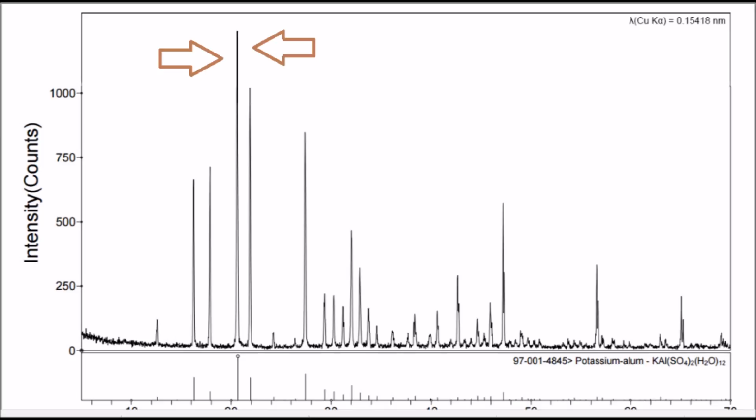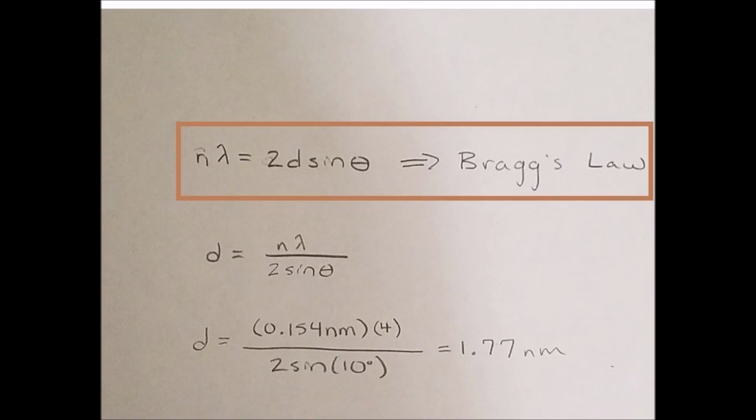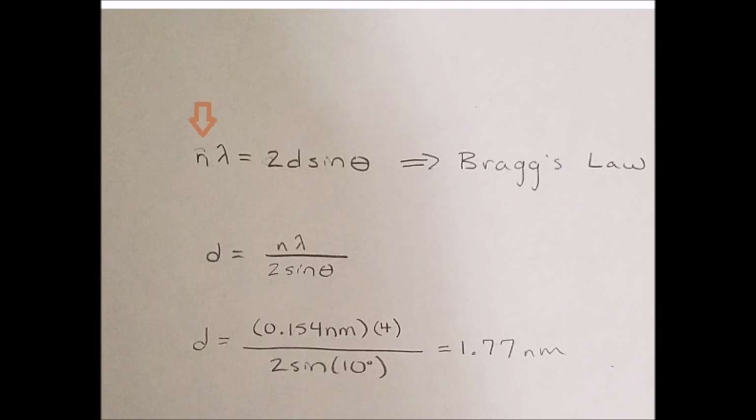One can find the D-spacing of the most intense peak on the given X-ray diffraction chart by using Bragg's law. This formula says that an order constant times the wavelength is equal to 2 times the distance between the layers times the sine of the angle at which the peak is taken.